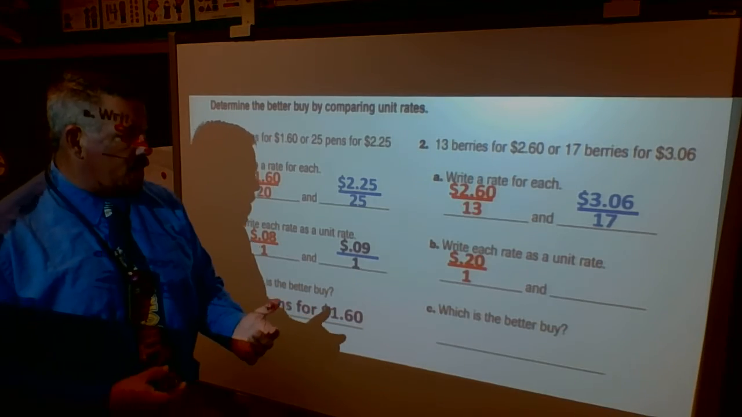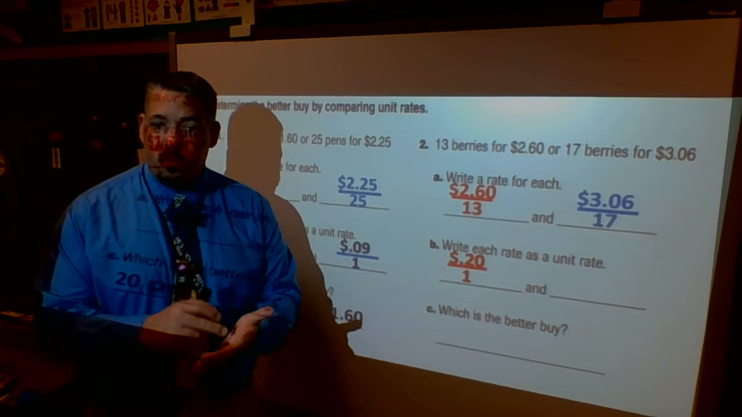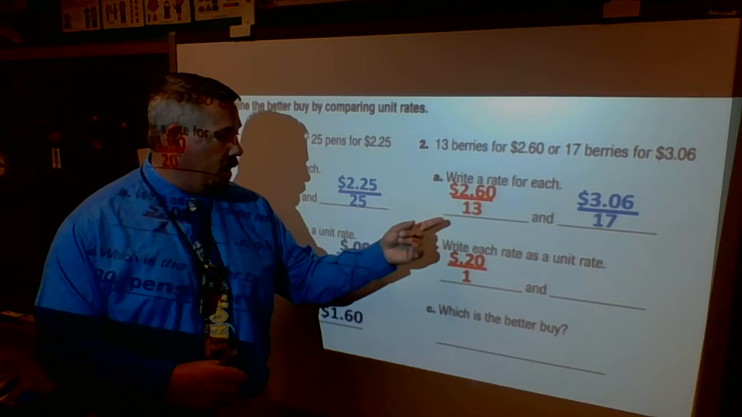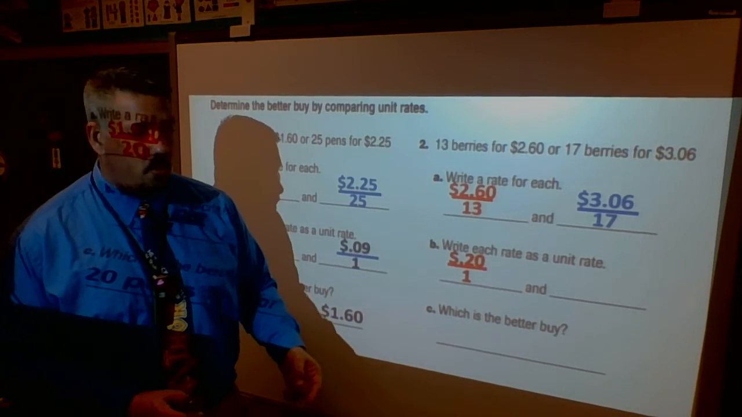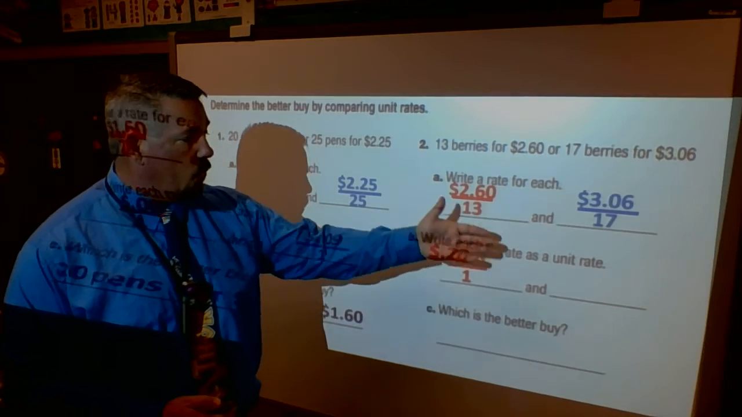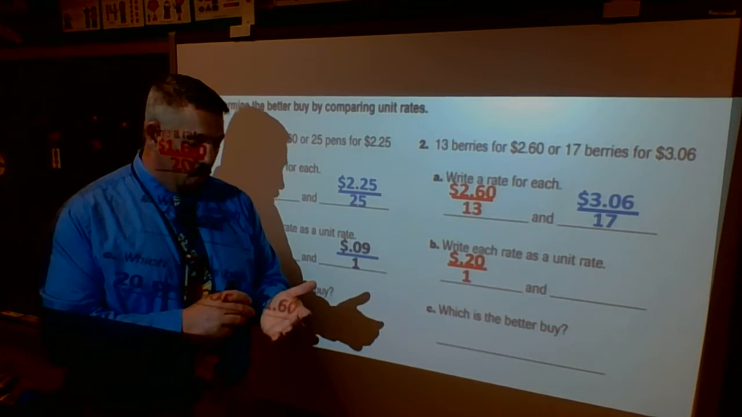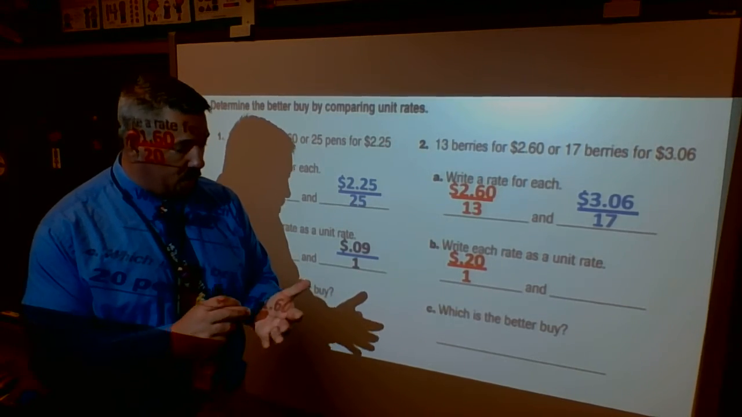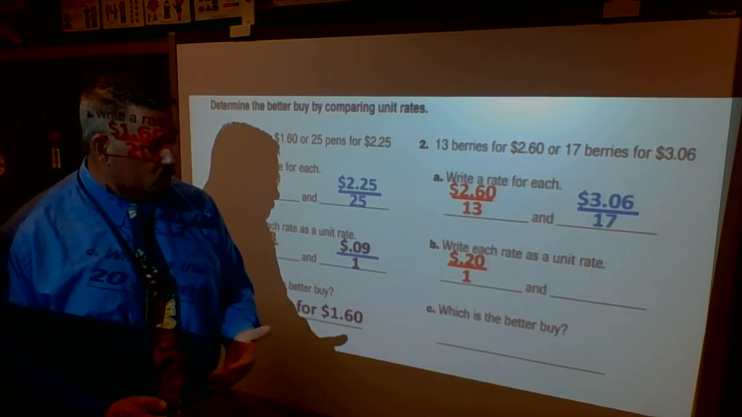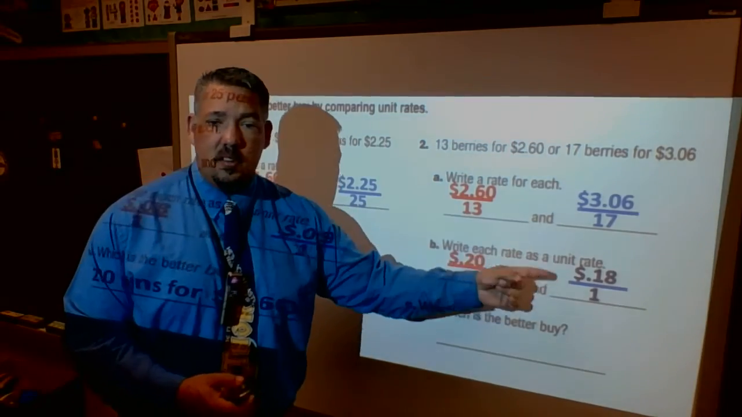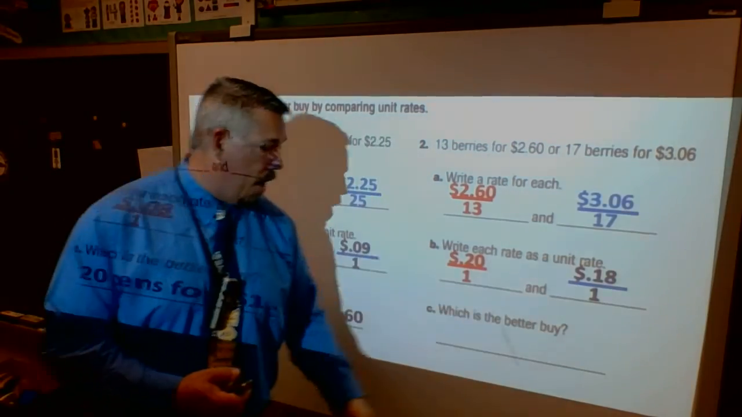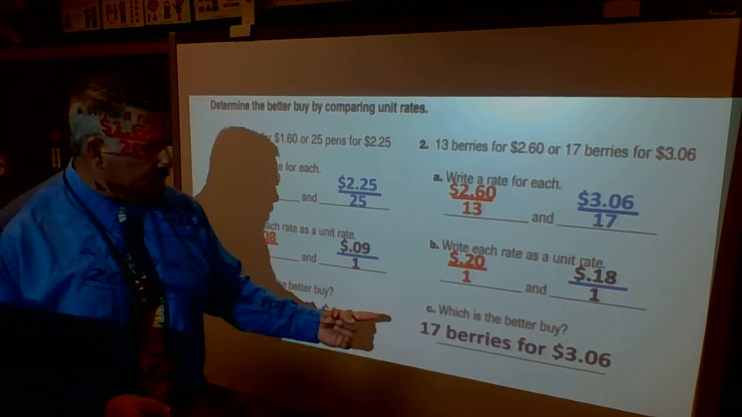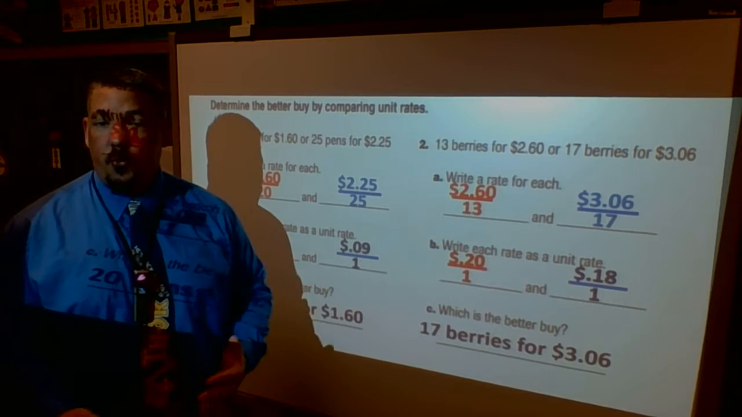Type it into my handy dandy calculator, 2.60 divided by 13 equals, I find out that I'm spending 20 cents per berry. Well, what about the second one? Well, I take the top number, my numerator, 3.06 divided by 17 equals, and I find out that it's 18 cents for 1 berry. So that's my better buy. So which is the better buy? The 17 berries for $3.06.